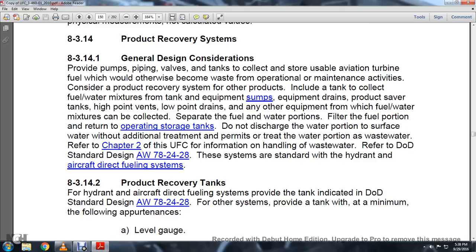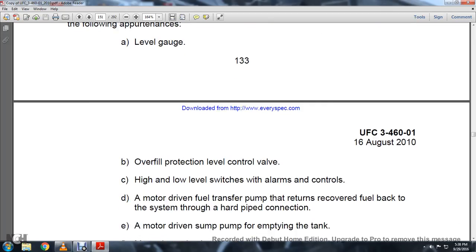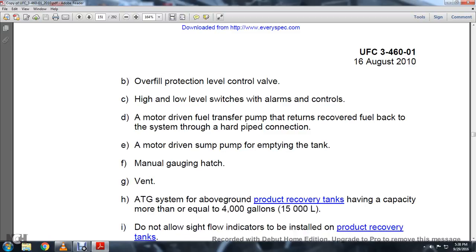81314-2 Product recovery tanks, hydrant aircraft directing fuel system. Provide the tank indicated with the Department of Defense design standard AW78-2428 for other systems. Provide the tank with the following minimum appurtenances: level gauge, overfill protection control valve, high level low switches which align controls for a motor driven fuel transfer pump that returns recovered fuel back into the system through the hard pipe connection, motor driven sump pump for emptying the tank, manual gauging hatch, vent, ATG.